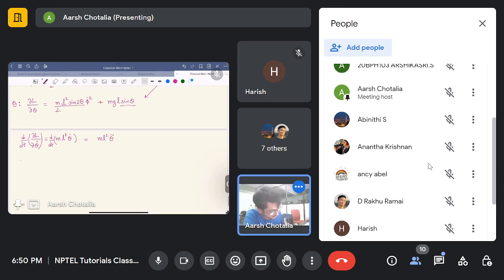So what would the theta equation look like? m L squared theta double dot minus m L squared by 2 sine 2 theta phi dot squared minus mgL sine theta is equal to 0. That becomes your theta equation.